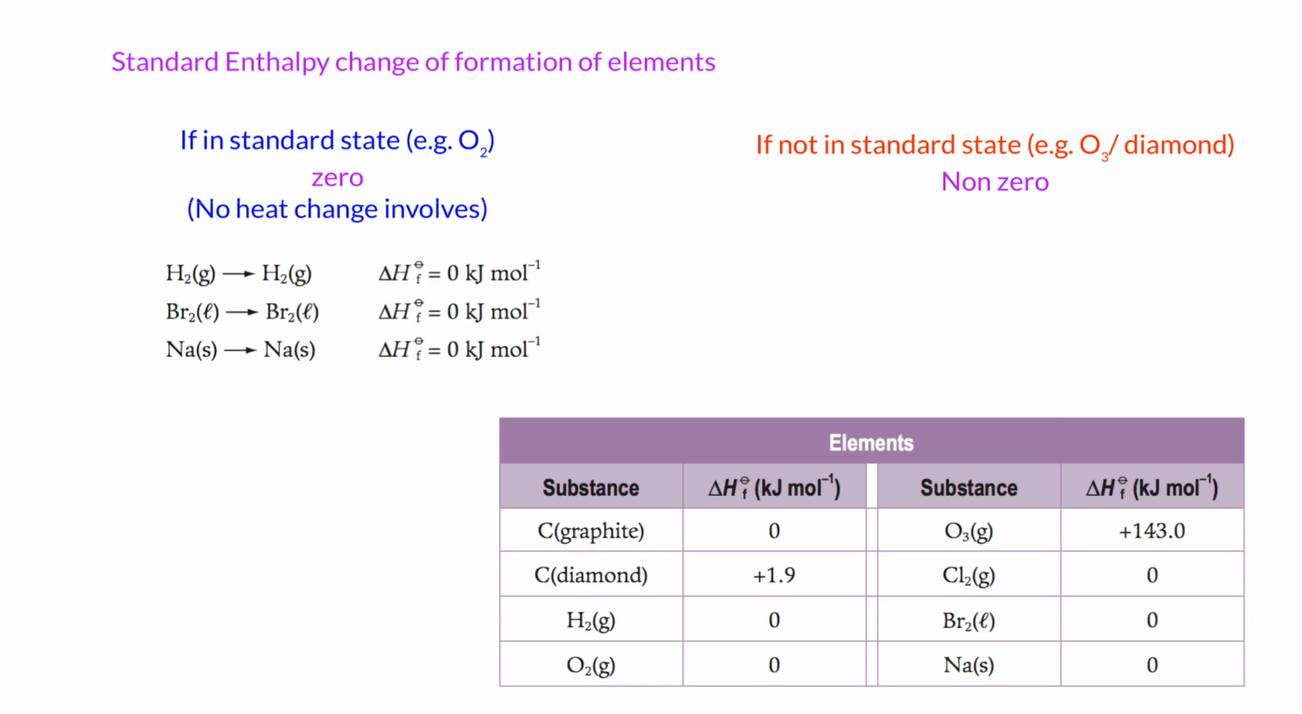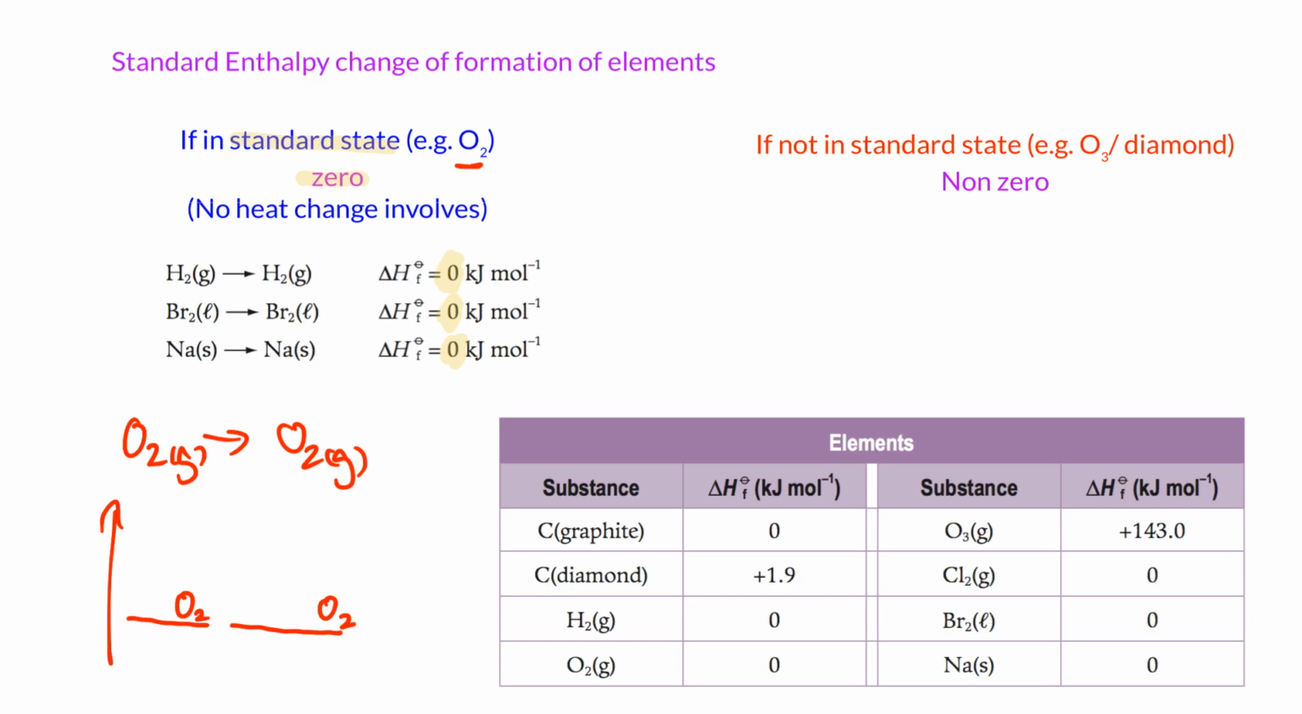For example, O2. If we are talking about O2, we know that it is already in its standard state. So from O2 to become O2, that means they're not changing at all. If we draw an enthalpy level diagram, you'll find that they are just at the same position. So it is not difficult for us to know that it will be 0 kilojoule per mole. If it is under standard state, it will be 0. 0 means that no heat change is involved because they are not going to change to other things.